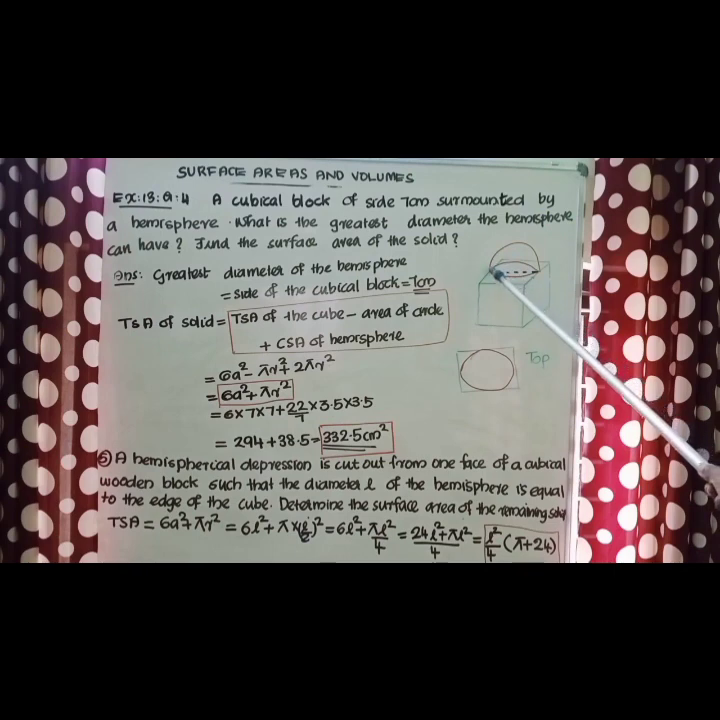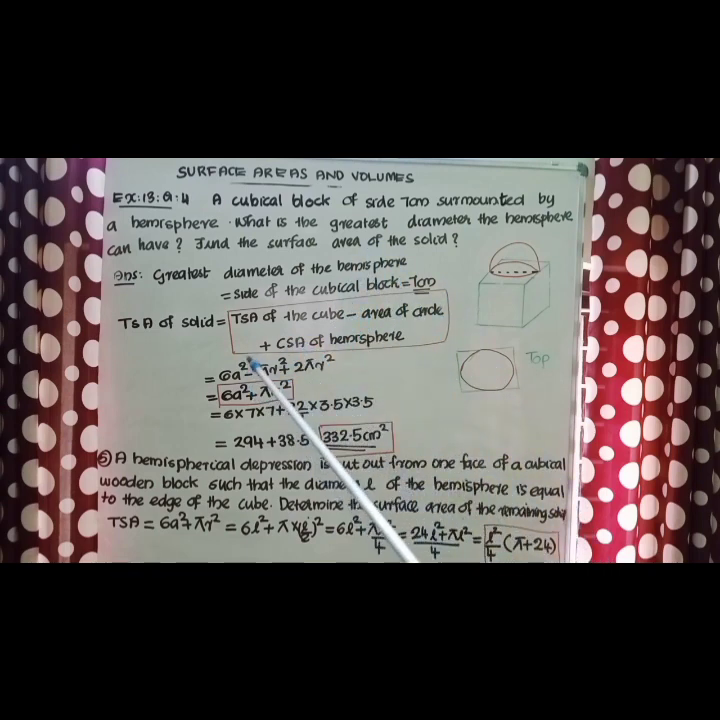Then you can see the curved surface area of this hemisphere is also visible. So total surface area of the solid equals total surface area of the cube minus area of circle plus CSA of hemisphere. Why have we subtracted this area of circle here? Because in the top portion a circular portion is not visible in this solid. So it is not needed. That is why we have subtracted the area of this circle in this case.